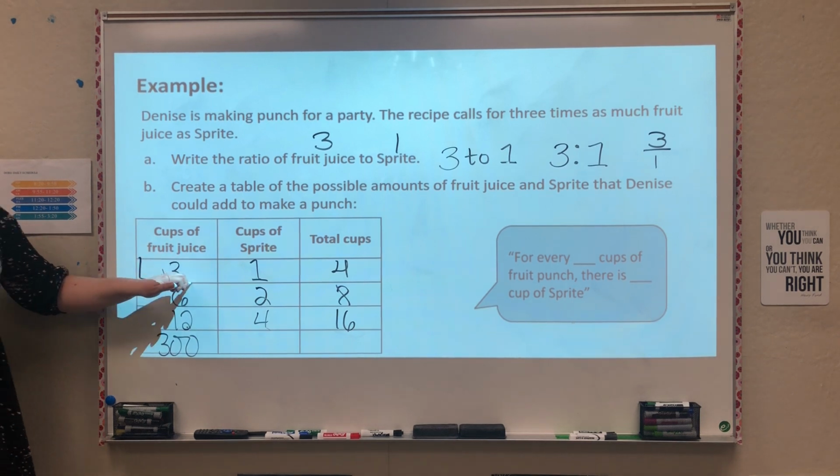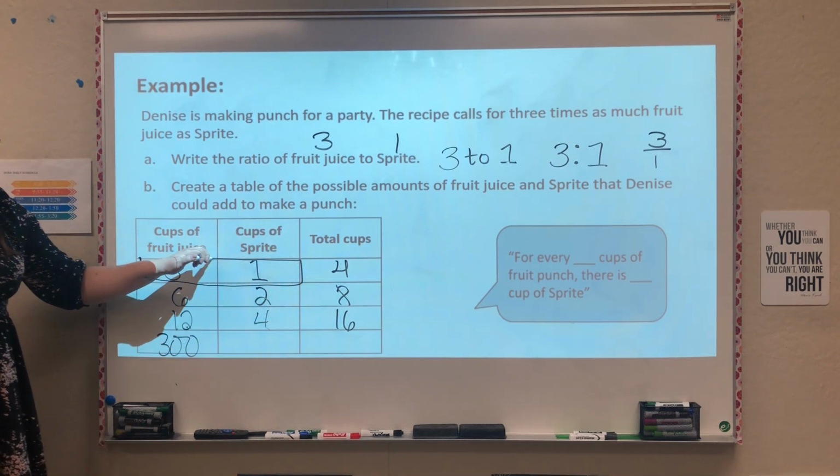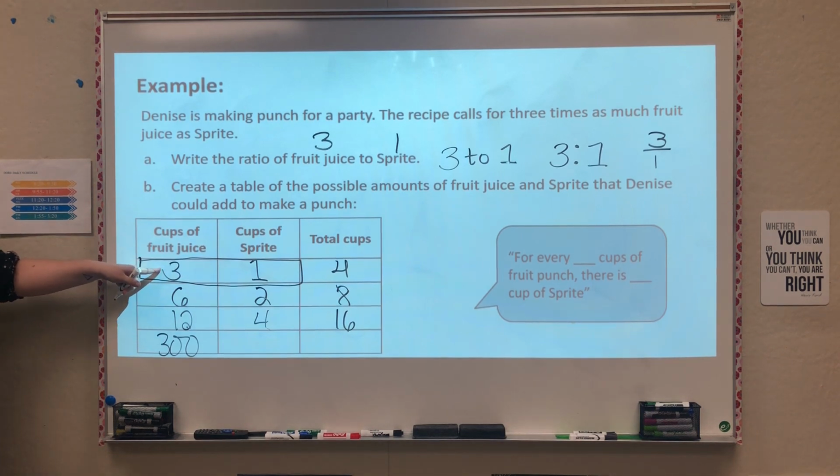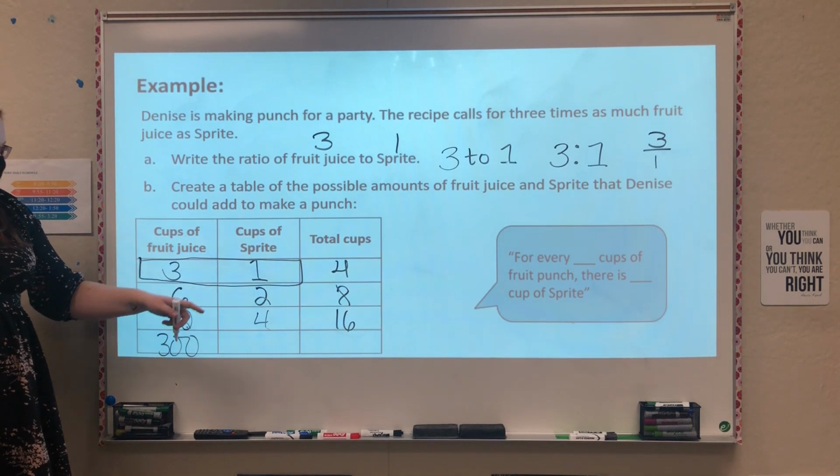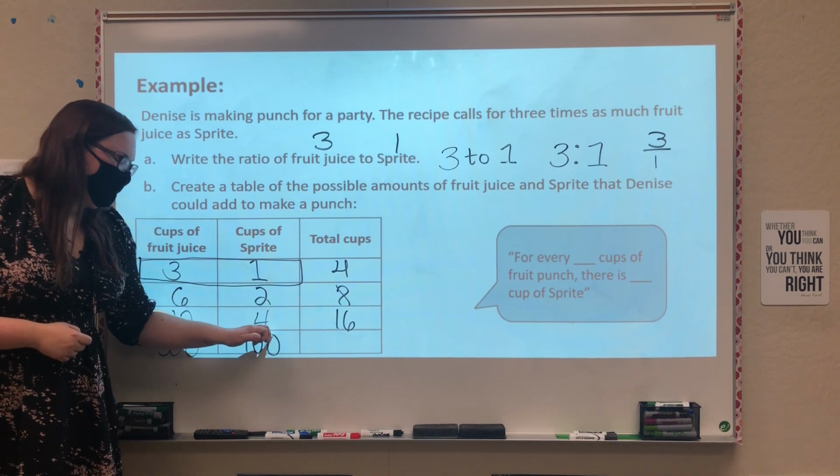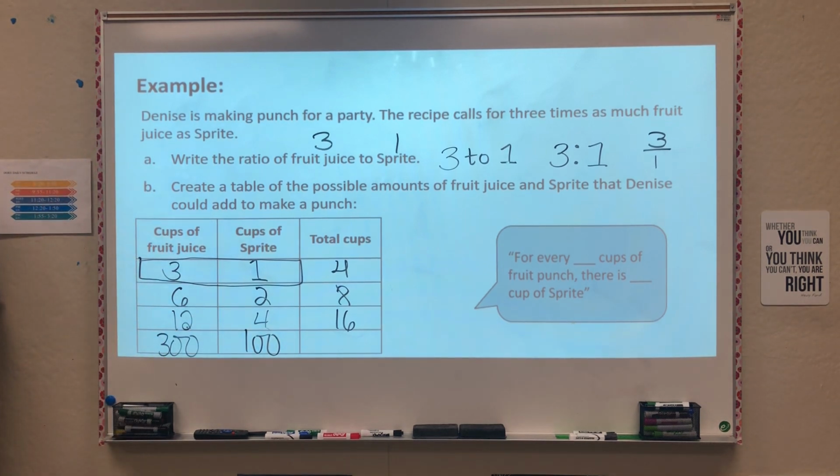Focus in on this original ratio. We've got 3 cups of fruit juice to 1 cup of Sprite. Francis, I hear you saying 100. Where did that 100 come from? Because in 3 cups, you only needed 1, so 300 cups, you need 100 cups of Sprite. What type of math are we doing there?